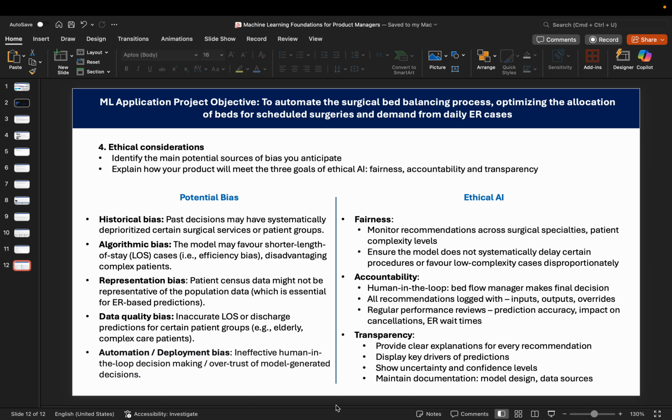All recommendations should be logged in terms of inputs, outputs, and overrides. Regular performance reviews in terms of prediction accuracy, impact on cancellations, and then wait times. Transparency, as I explained before, clear explanation of the recommendation, the key drivers of prediction, uncertainty and confidence levels, and maintain documentation. And that brings us to the end of the summary of how I approached this project for the Human Factors in AI course.